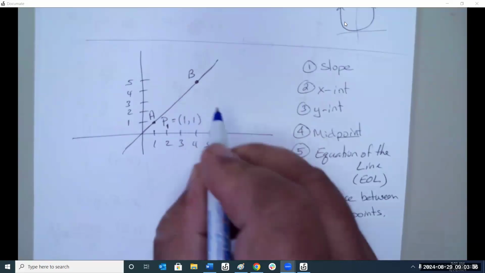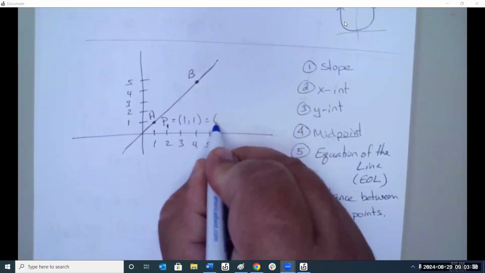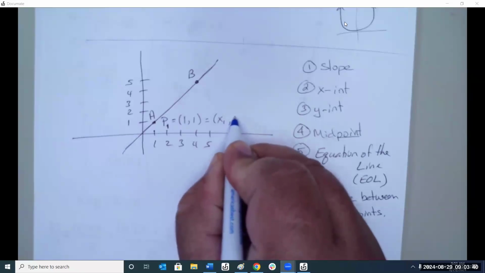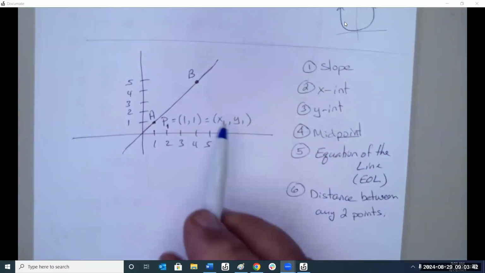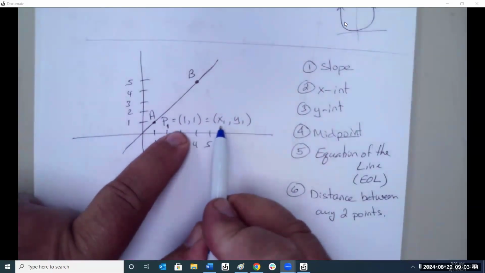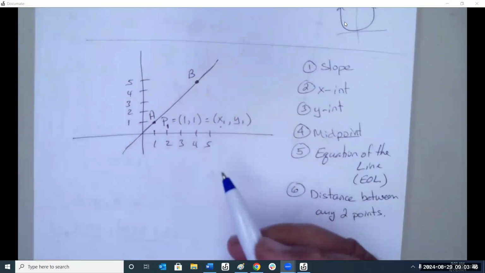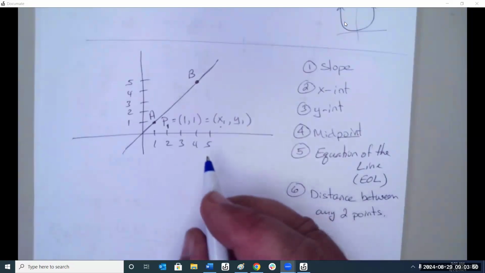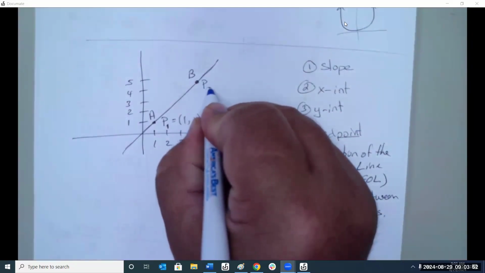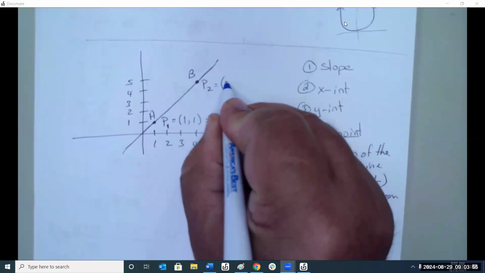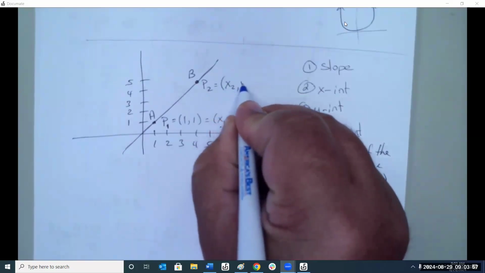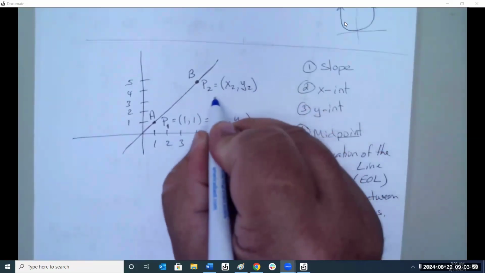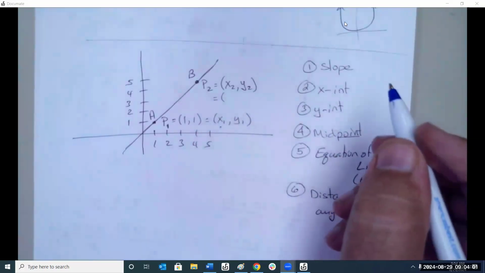It's x1, y1. The x component of the first point, the y component of the first point, because we have to be able to distinguish which values we are talking about. This is point 2, so it has its components, x2, y2. So what is its location?